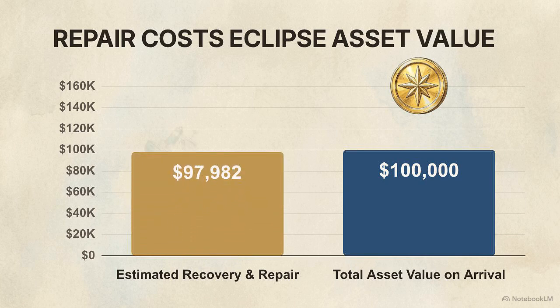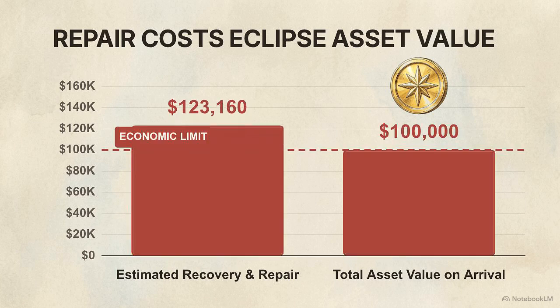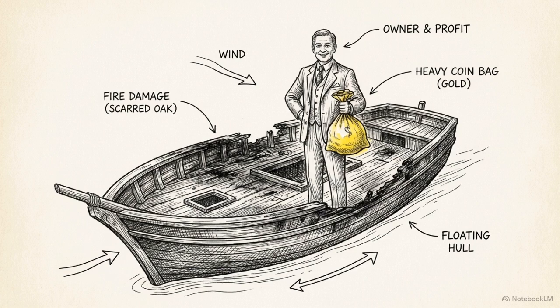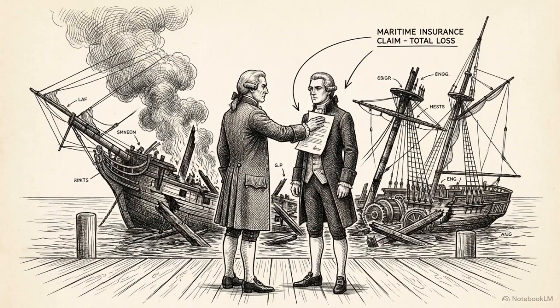The threshold for a constructive total loss is a precise mathematical crossover. It hits the exact moment the estimated cost of salvaging and repairing the asset eclipses its final market value upon arrival. When that threshold is met, the insured has 2 options. They can claim a partial loss and retain the damaged wreck, or they can claim a total loss by issuing a notice of abandonment to the insurer.